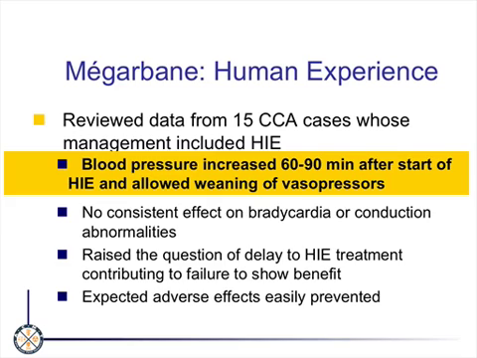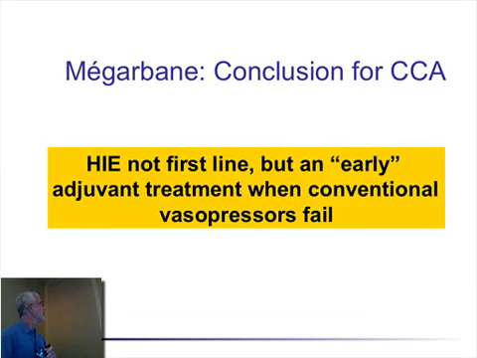And at the time this was published, he collected 15 cases that were in the literature, and again observed that the most consistent finding in these clinical cases was an increase in blood pressure that occurred roughly 60 to 90 minutes after high-dose insulin was started. There was also no consistent effect on bradydysrhythmias or bradycardia. And because of the time that they saw the blood pressure rise, he raised the question of, wow, was insulin started too late in these cases, and should it be started earlier? And he kind of glossed over potential adverse effects of high-dose insulin therapy like hypokalemia and hypoglycemia, and said these were easily addressed or prevented. So his conclusion regarding calcium channel blocker toxicity is that high-dose insulin is not necessarily the first-line therapy, but should be a fairly early adjuvant treatment when conventional vasopressors fail.